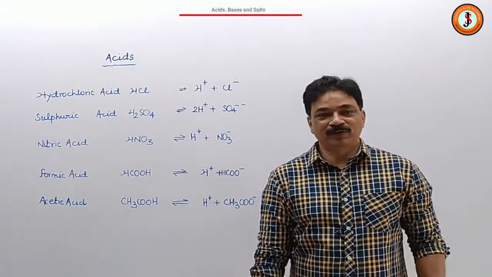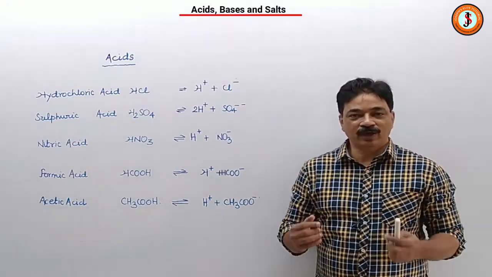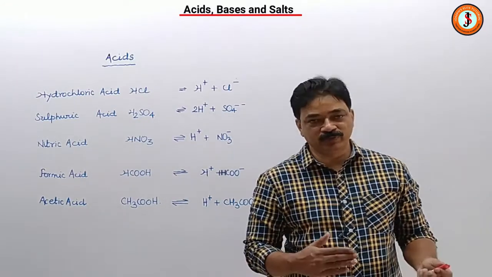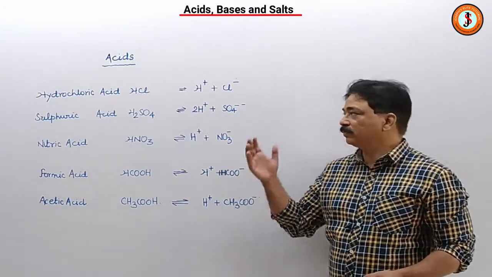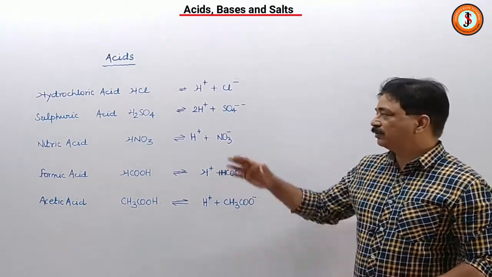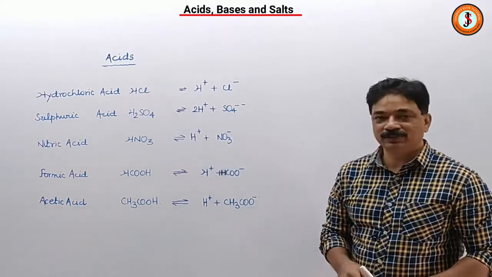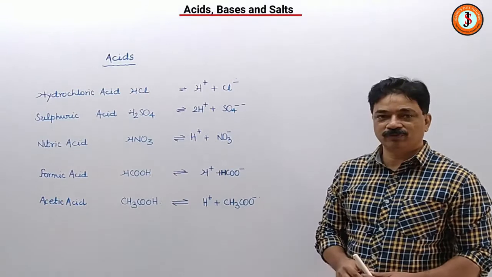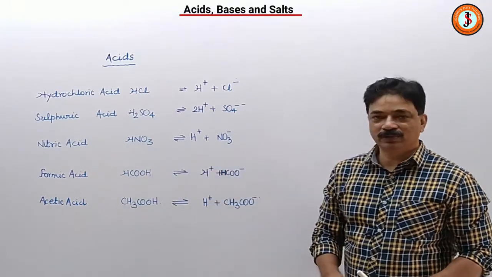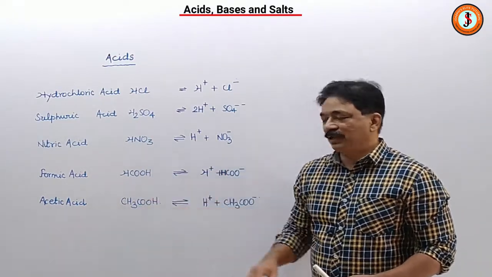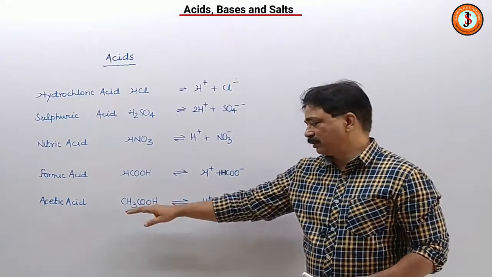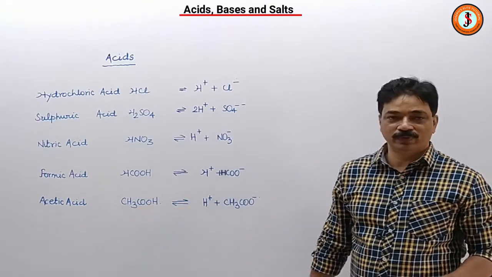Hello children, we were into acids, bases and salts. We had an introduction about them in the previous video. Now this is video 2 and we are going to do acids. So I have written a few formulas of the acids: hydrochloric acid HCl, sulfuric acid H2SO4, nitric acid HNO3, formic acid HCOOH and acetic acid CH3COOH.